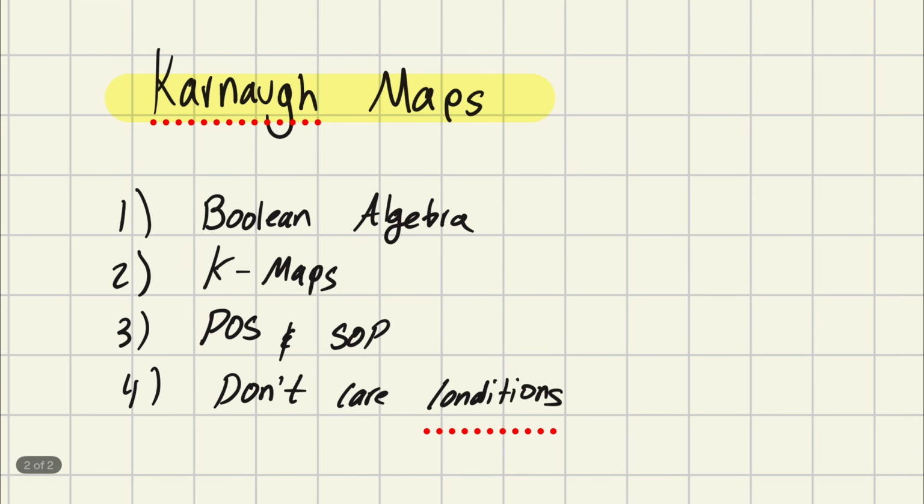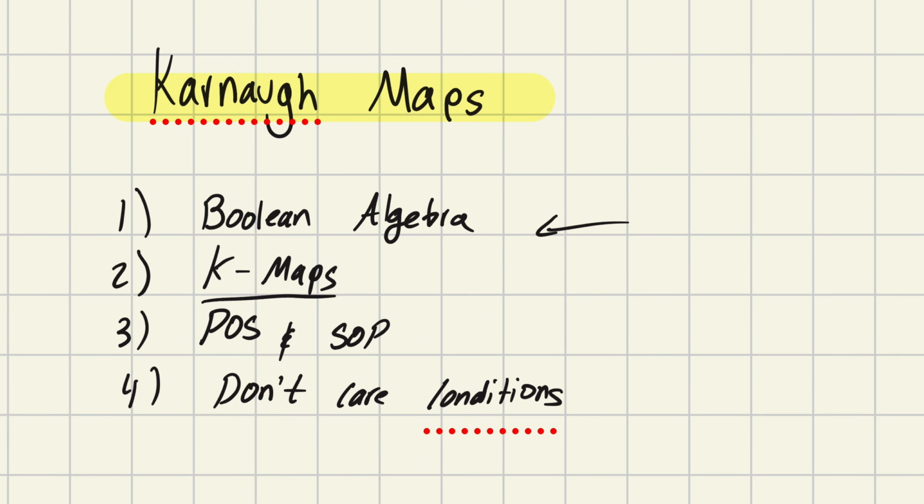Hey everyone, in this video I'm going to show you why Karnaugh maps or K-maps are much faster and cleaner than Boolean algebra. We're going to solve the same problem twice. First we're going to use Boolean algebra and then we're going to use a K-map. And you'll understand why K-maps are much more efficient, especially during exams or tests.